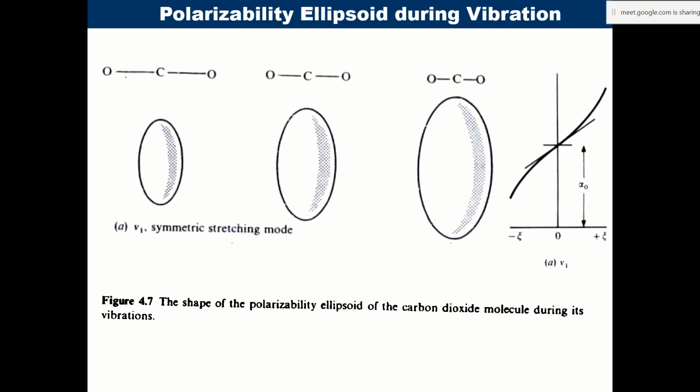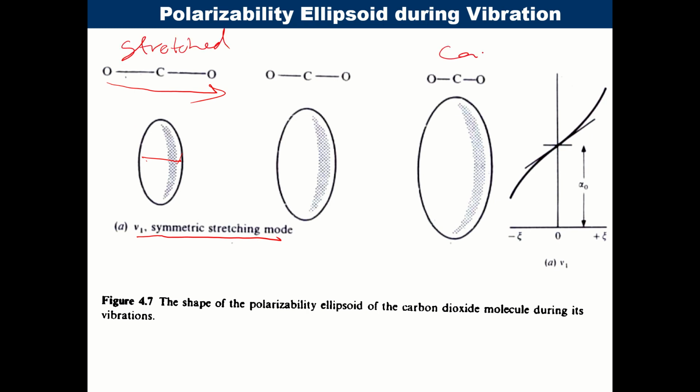In a similar way, we can analyze the CO2 vibrations. The symmetric stretching mode: again, it is a linear molecule. It has greater polarization in this direction, so the axis will be drawn shorter. So this is your symmetric stretching, stretched.